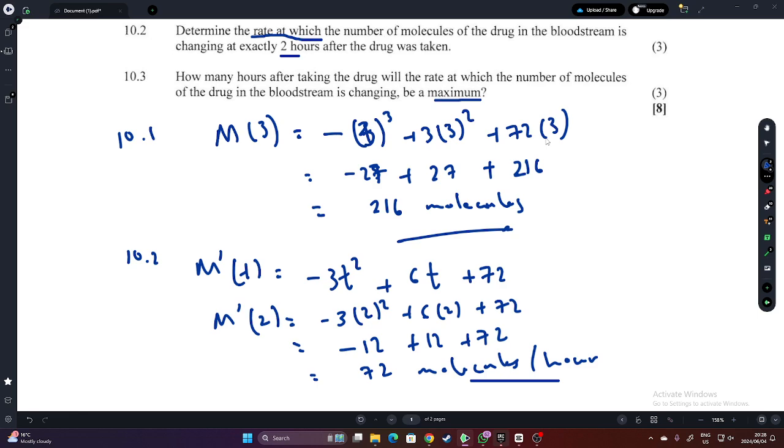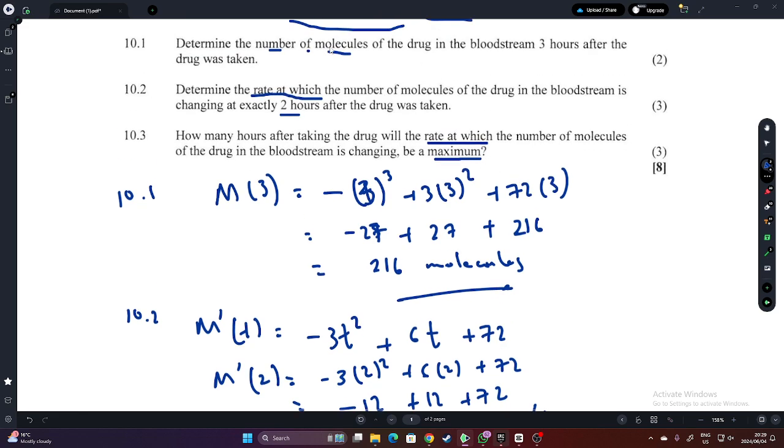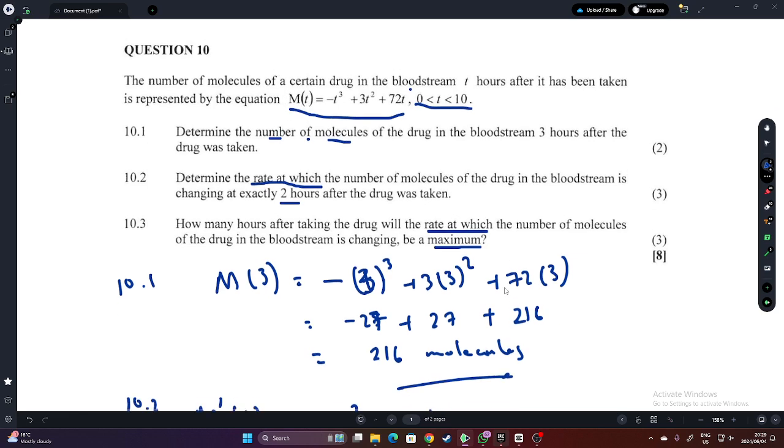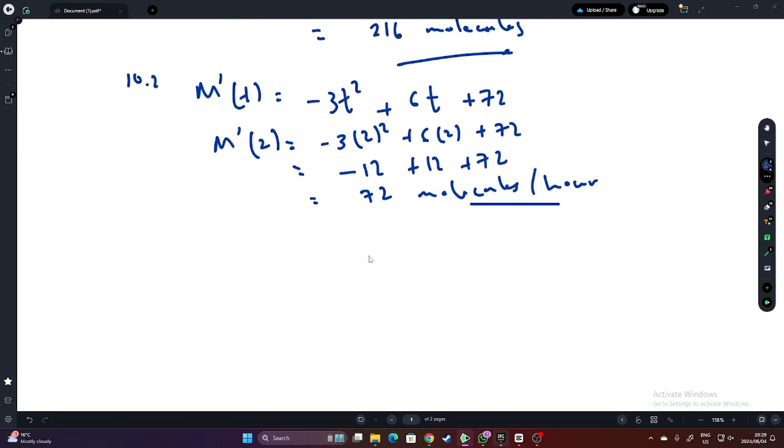Now we have to ask ourselves the question, which derivative? Is it the first derivative or the second derivative? Let's look at the rest of the question. It says, how many hours after taking the drug will the rate be a maximum? The rate is going to be a maximum. So it's not the number of molecules, which is m, that must be a maximum. It is the rate that must be a maximum. Therefore, we are referring to not the first, but the second derivative.